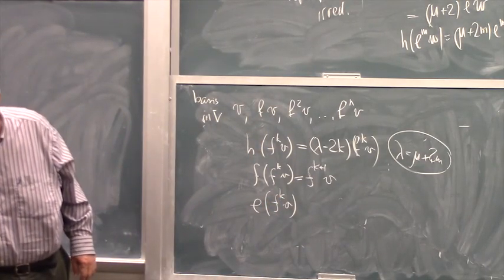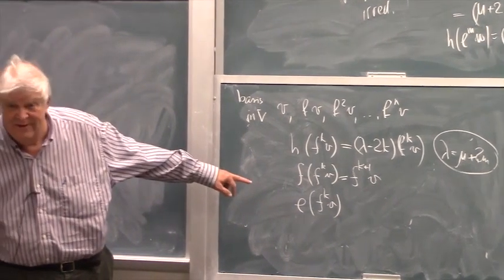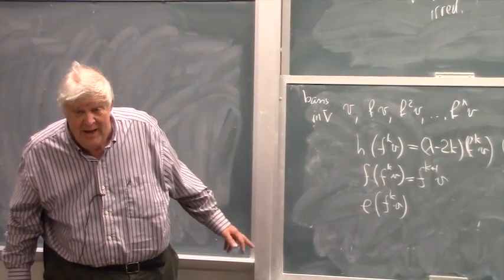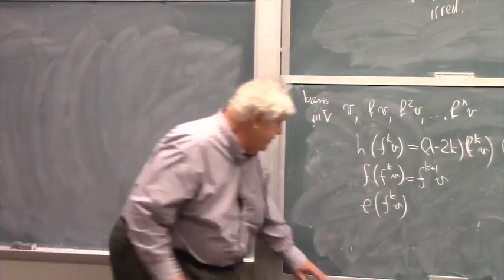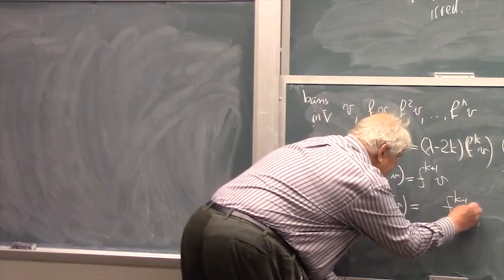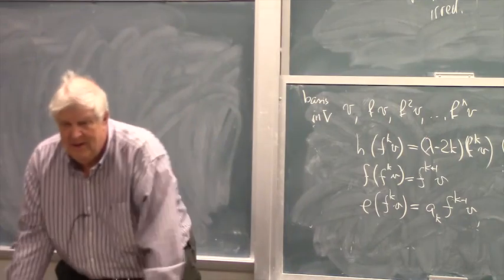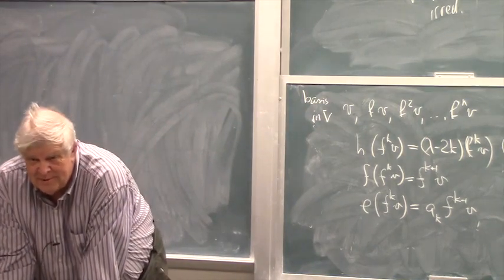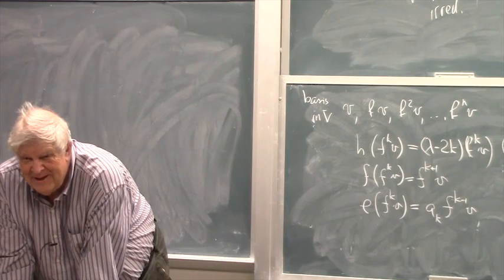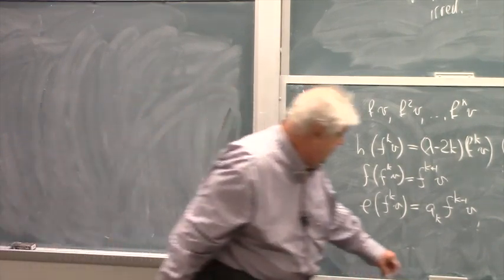I can say only one thing. If you don't have any other argument, we know this is an eigenvector of H in my space V. And we know the eigenvalue. So this should be F to the k minus 1 V times some number Ak. At the moment it is still a complex number, but this moment will be very short. Right? Now how to compute this Ak?